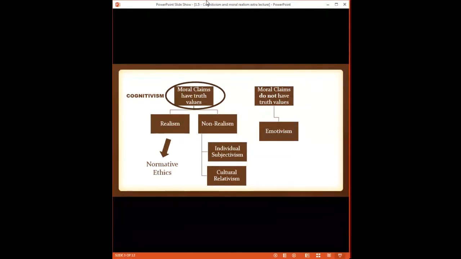So what cognitivism is saying about moral claims is that any kind of moral claim, such as abortion is wrong, or assisted suicide is permissible, or capital punishment is unethical, can be either true or false. That's all that cognitivism says. Out of cognitivism, then, you've got two different ways of thinking about how those moral claims get their truth values.